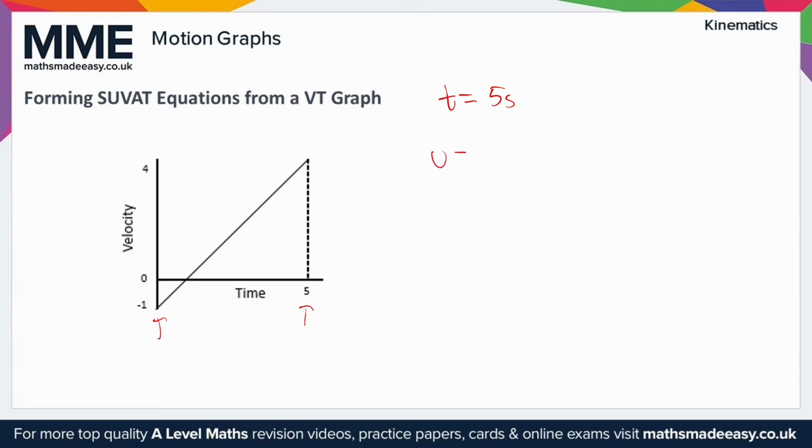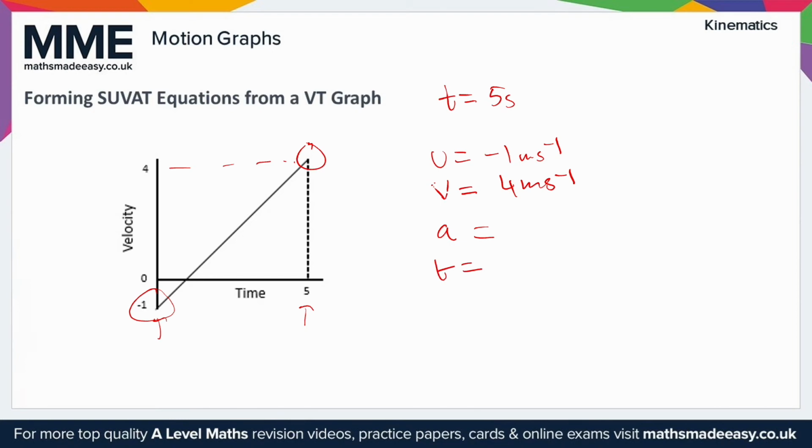What about u? Well, again, that's just the velocity at the start, so our initial velocity, that's starting from there, so -1 meters per second. You can see we've got 2 already. What about v? That's the final velocity. Well, that's just this point here, which we can see is at 4. So that just leaves us with a to find and s to find. A couple ways that we can do that.